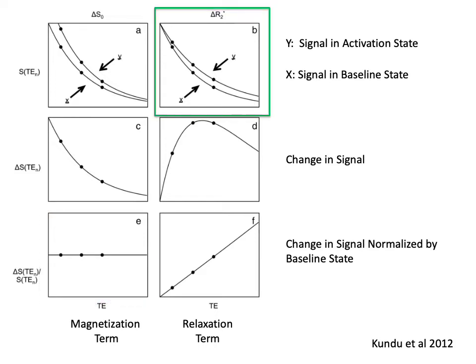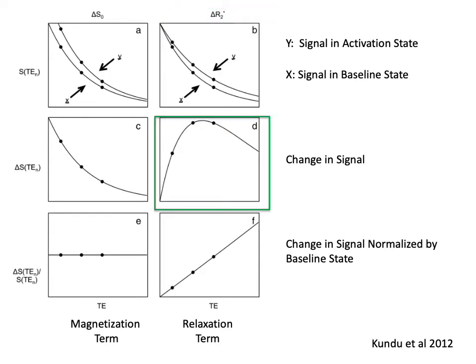On the other hand, if we compare the relaxation-related signals in the baseline and activation states, we see that the starting point remains the same, but the time constant of exponential decay increases when moving from baseline to activation state. As a result, the difference between the activation and baseline states no longer exhibits a simple exponential decay, and the normalized difference is proportional to echo time TE. As we'll discuss in the next slide, this difference in the dependence on echo time affords us the opportunity to differentiate between the magnetization and relaxation terms.